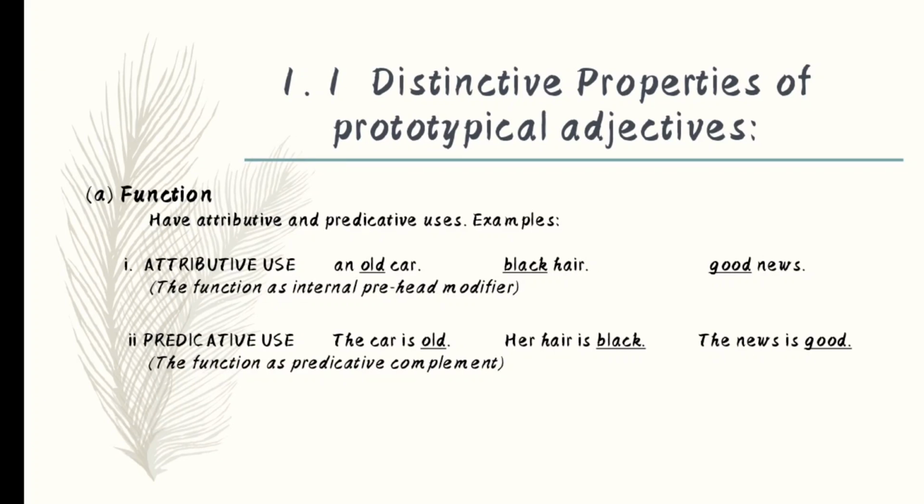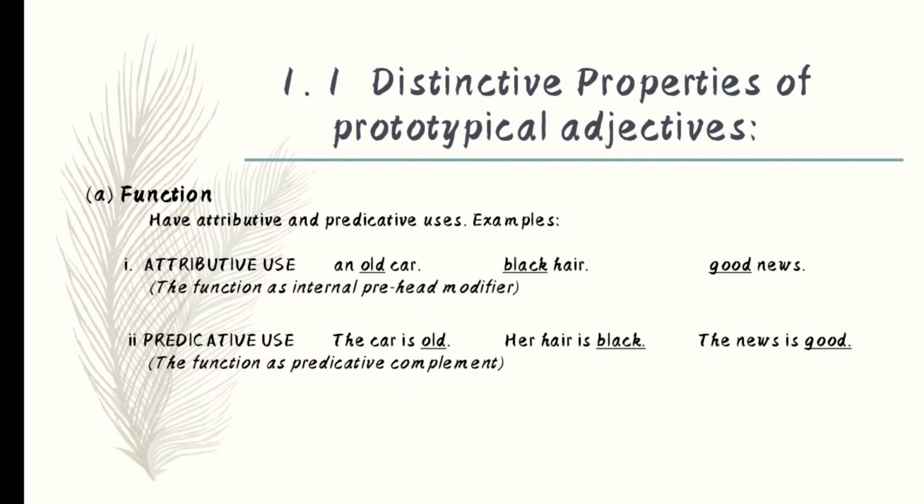1. Function. In function, they have attributive and predicative uses. Attributive adjectives function as internal pre-head modifiers to the following noun. For example, an old car. Old is a pre-head modifier to the following noun car. Black hair, good news. And then predicative use.